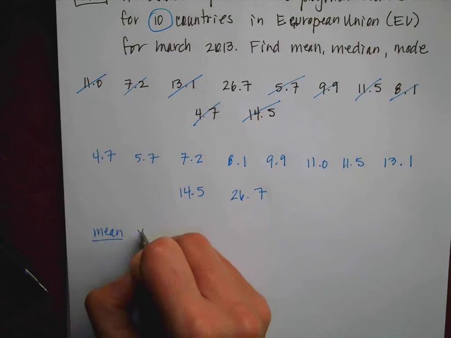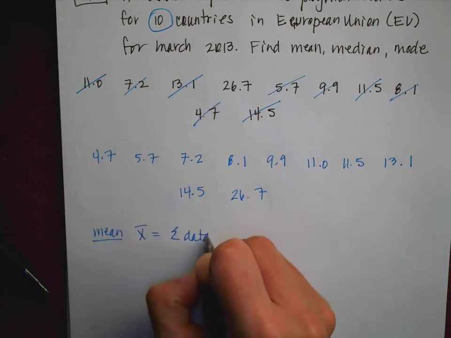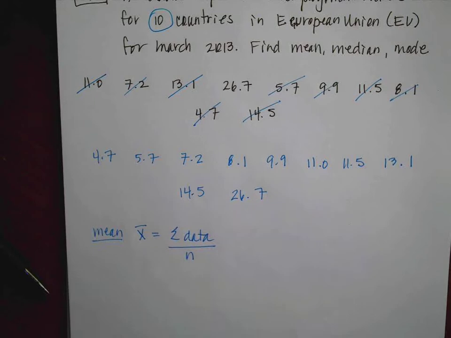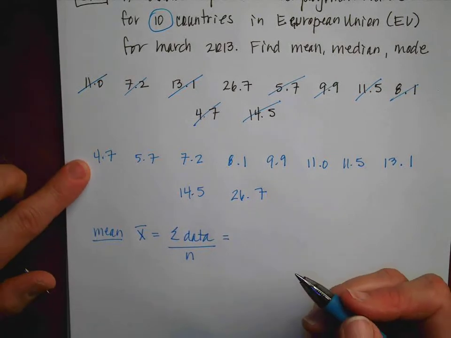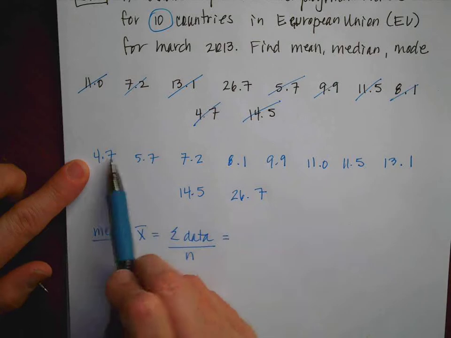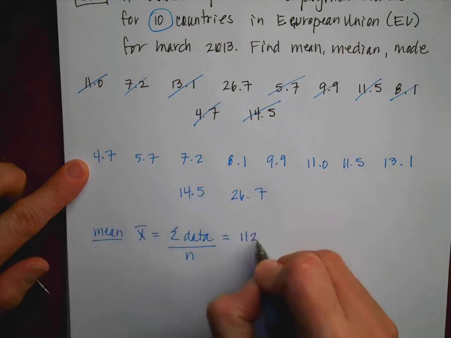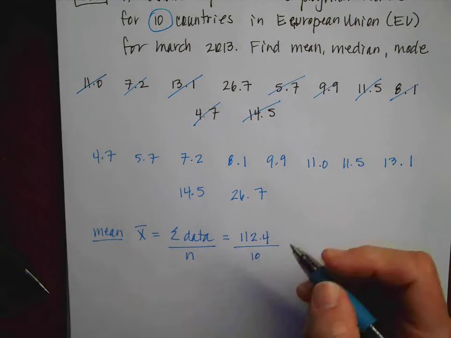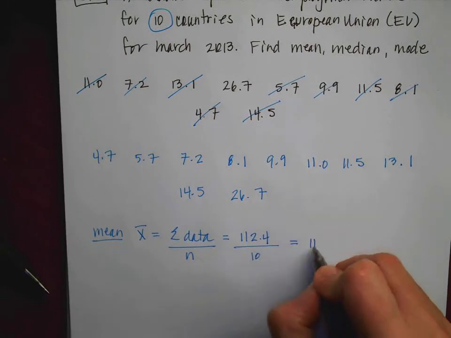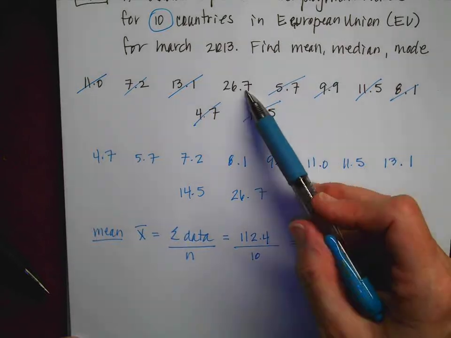So let's start with our mean. So remember that mean is x bar, and it's just the sum of the data divided by how many data. And so then I would add all of the numbers together. Okay, so I would add all 10 numbers. When you do that, you're going to get 112.4. We have 10 data points, and so then I get 11.24.